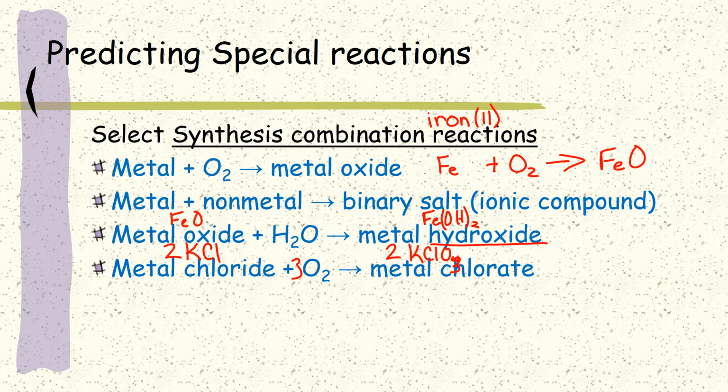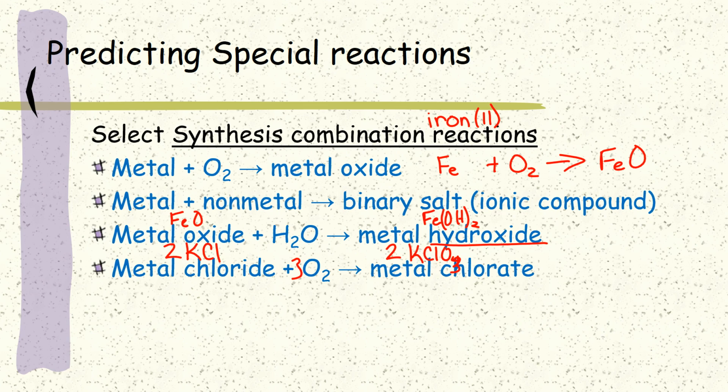So a metal chloride plus oxygen becomes a chlorate. Let me go back to that. Those are just some special things to recognize, because you might not know when looking at that how we would add it together, how we would combine them. So those are ones that you just kind of have to know.